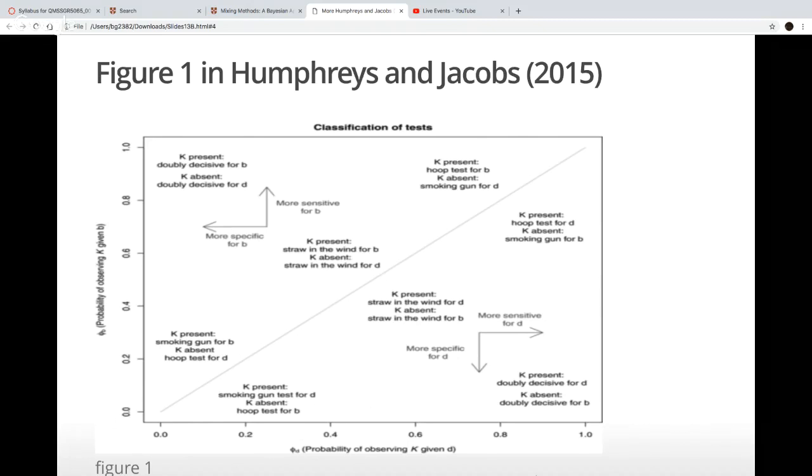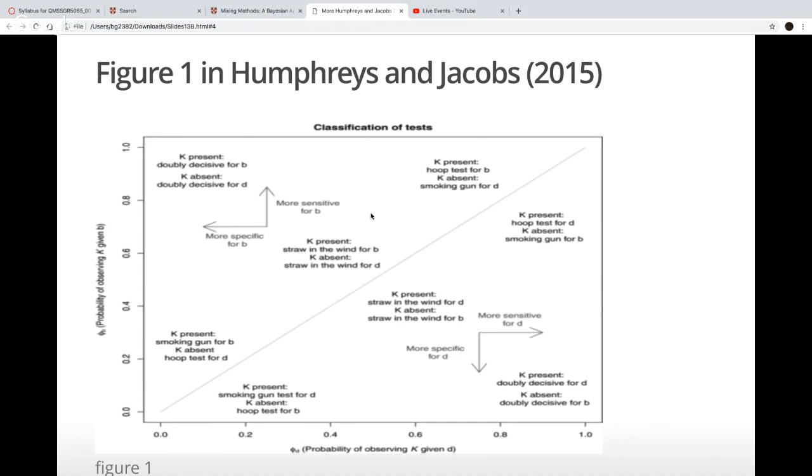And then the same can be said for the bottom right corner here, just the other way around. The doubly decisive tests are thought to be like the gold standard in qualitative research, because you get a lot of information about the type of the observation from just looking for whether K equal 1 or K equal 0.